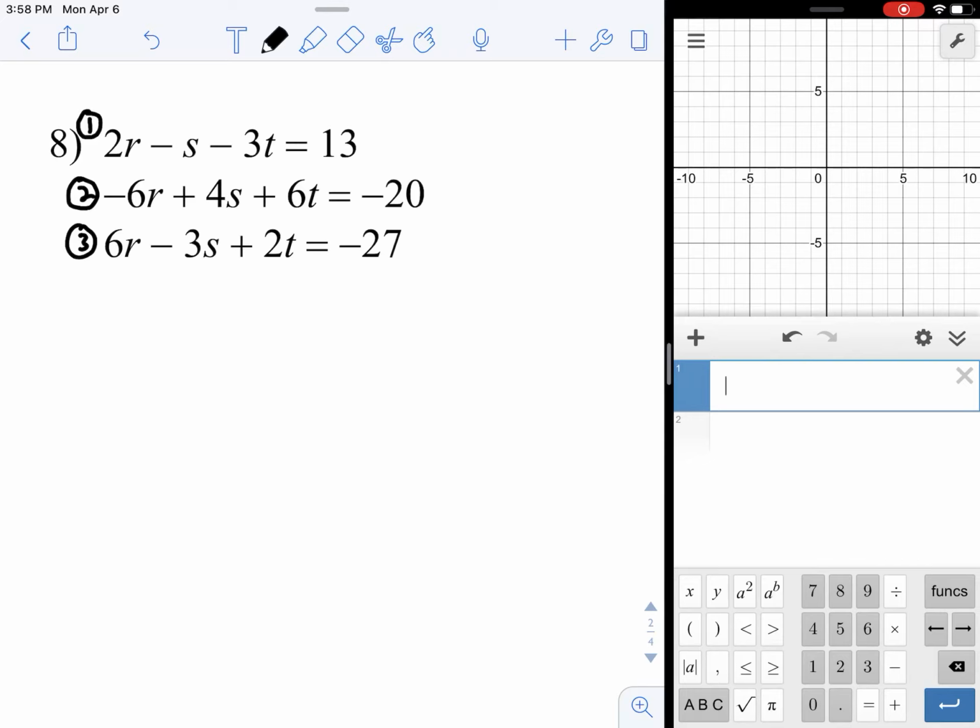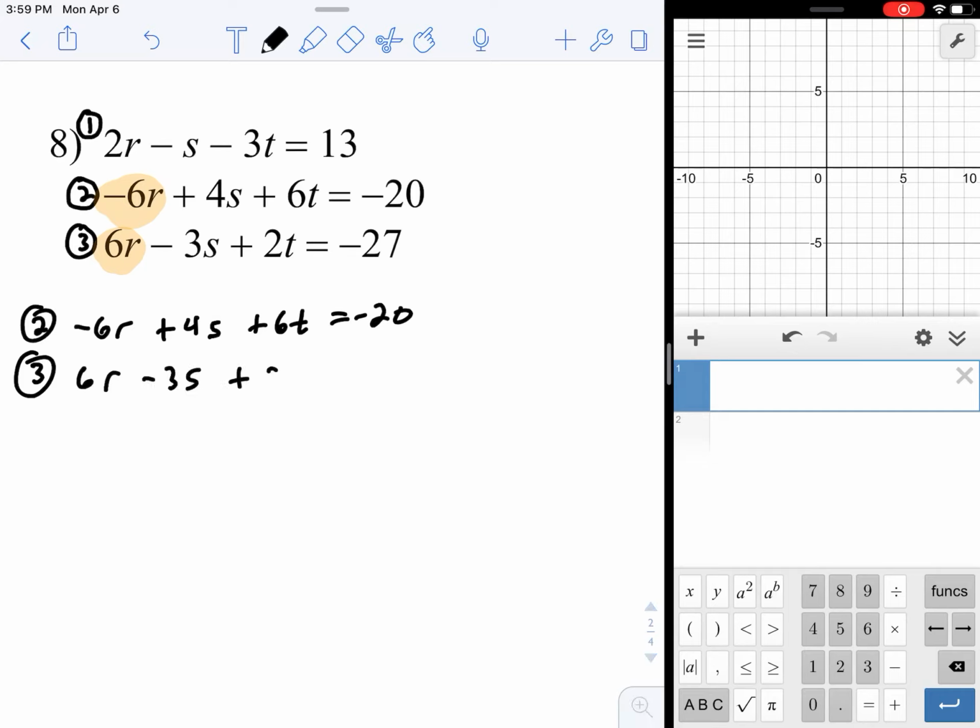If you look at equation 2 and 3, the r terms are already set to eliminate. So I'm going to start by taking equation 2 and equation 3. I don't need to multiply anything by anything. They are just good to go. So I'm going to copy them down. I know some students who don't bother copying down every step, but it gets really hard to keep track of things. If I'm trying to give halfway decent notes, I'm going to write every step down.